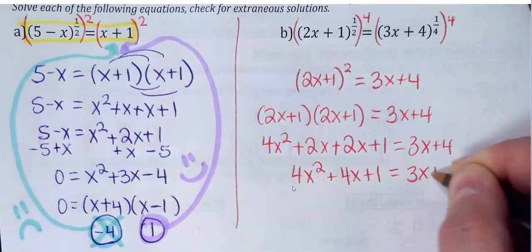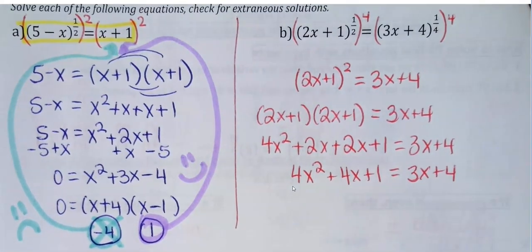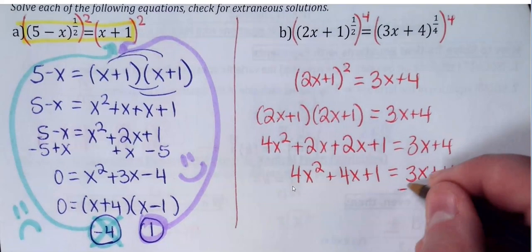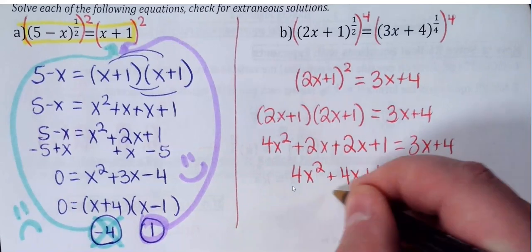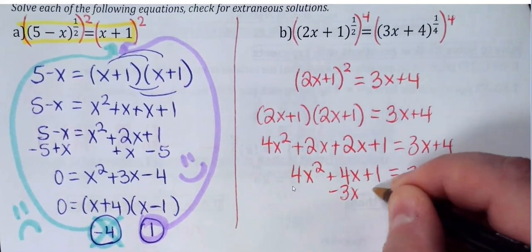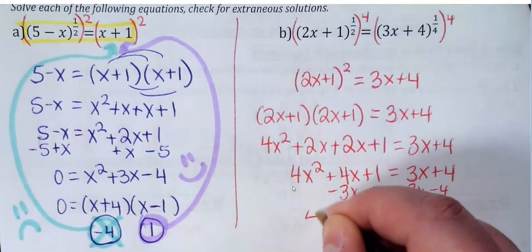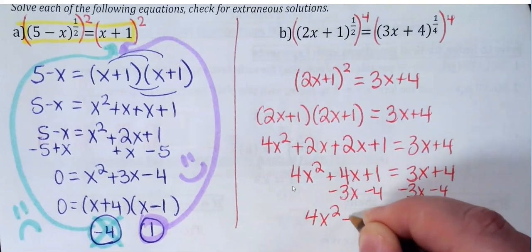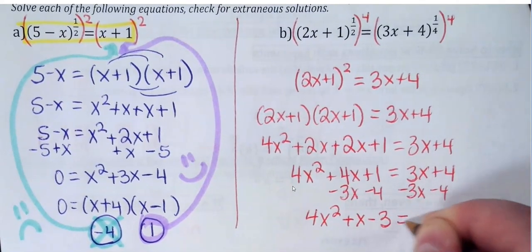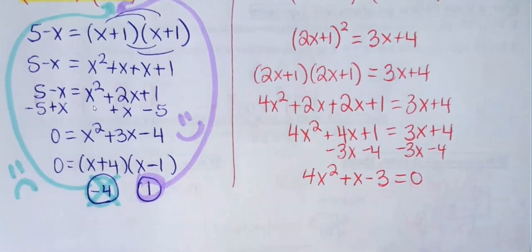Now, I promise you, whatever I give you, it will be factorable. But if you want to use the quadratic formula, you can. If I do either one of those, we've got to set this equal to 0. So I'm going to subtract 3x, and I'm going to subtract 4 to do that. So my quadratic here is going to be 4x squared plus x minus 3 equals 0. Okay, now, this one is a little harder to factor because you've got that number in front of the x squared, but you can still do it. Do you guys want to factor, or you want me to use quadratic formula?